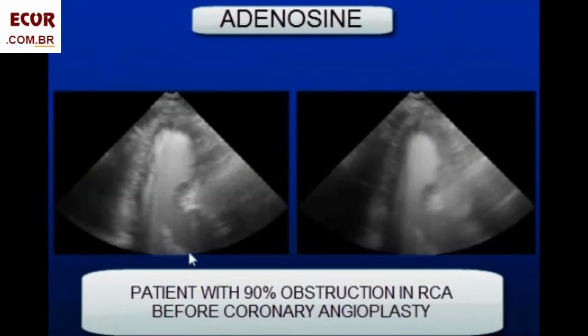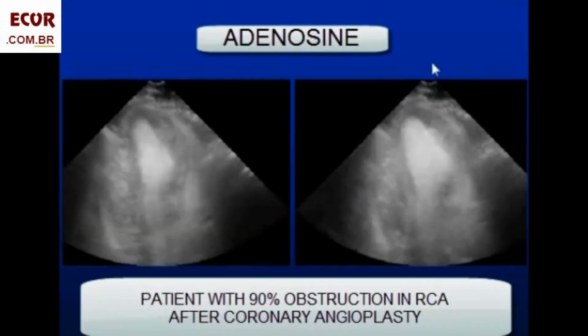Here is an example. A woman with angina and 90% obstruction of the right coronary before angio-revascularization. Notice here this inferior wall with the same contrast intensity as the other walls. Then it's viable myocardium. After adenosine bolus, the inferior wall gets darker than it was a few seconds before, and the other wall is much brighter. Then this inferior wall is ischemic, but certainly viable.